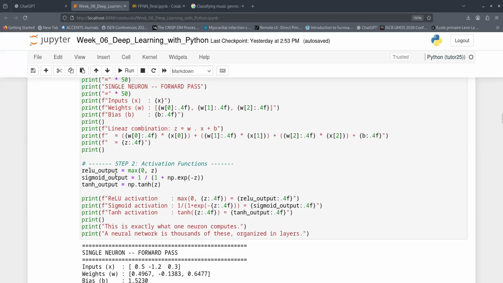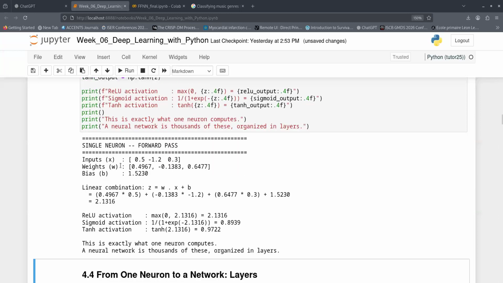ReLU is very interesting when using the output. We also use sigmoid, because the objective here is to compare them and see what each gives us. We use print for printing all those values, and let us run it. So the single neuron pass: we have our input, our random initial weights, our bias, and then the linear combination, 0.5 times 0.4967, plus the other terms, plus the bias.